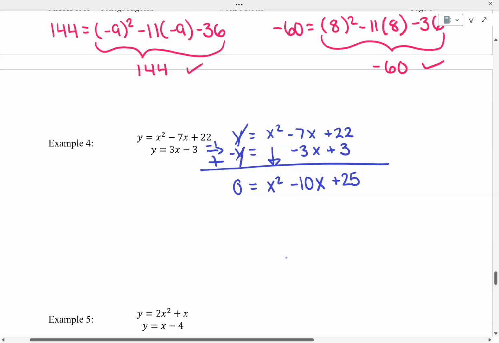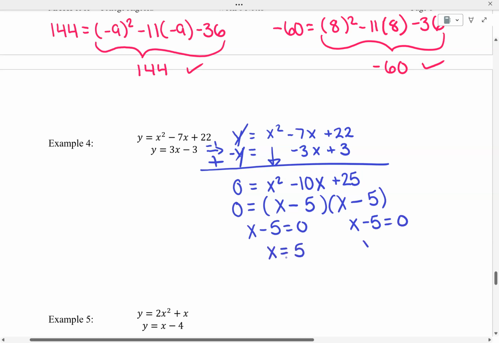So again, this is where our polynomials come into play, or quadratics. What times what gives you 25 and adds to give you negative 10? Well, hopefully you said 5 and 5. But I need a negative 10, so both negative. And notice if I multiply them, I get a positive. So we go x minus 5 equals 0, x minus 5 equals 0, x equals 5. So notice on this one we got the same x value. So this means this is going to be one solution.